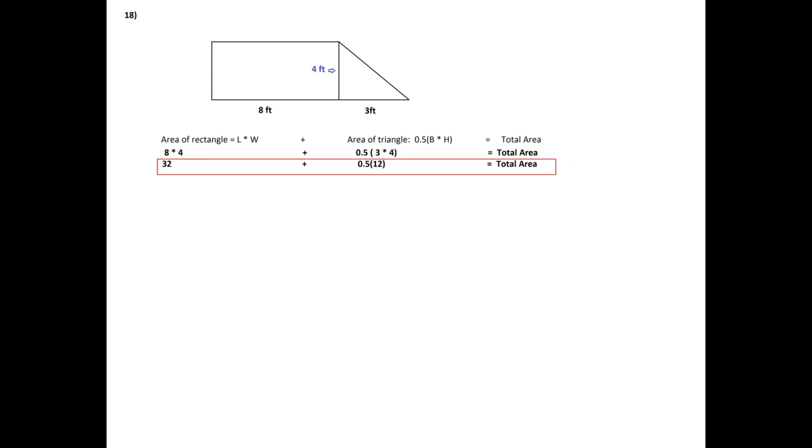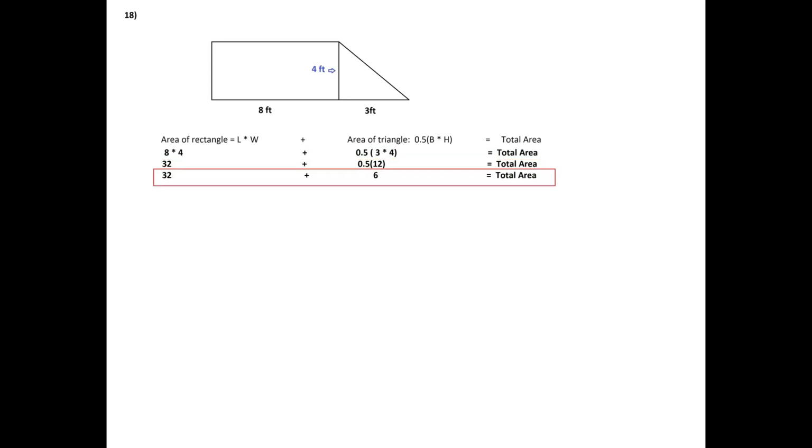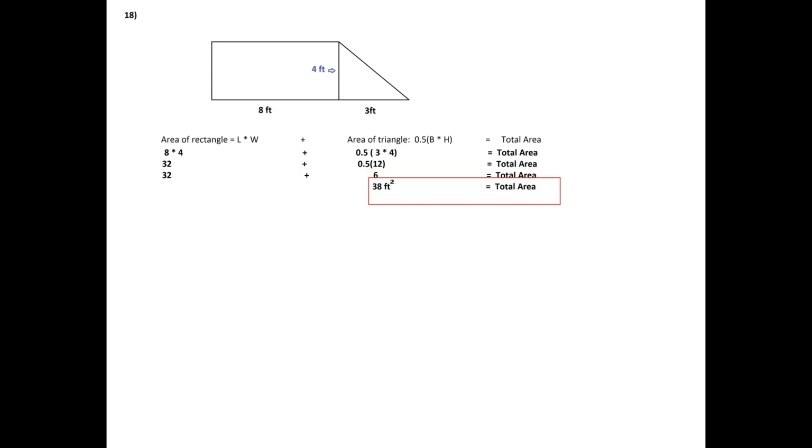32 plus 0.5 times 12 equals our total area. 32 plus 6 equals our total area, and at last 38 feet squared is our total area. And that's the area of this shape.